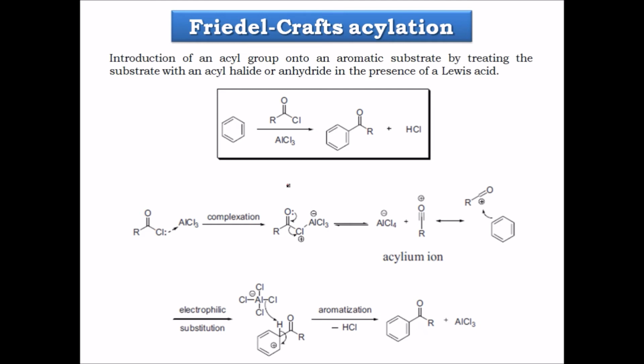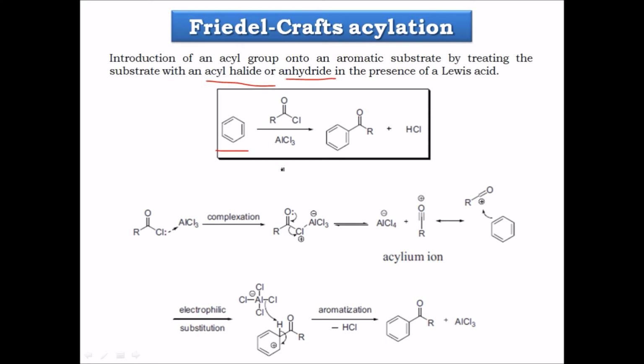If we take the acylation reaction, there is only one difference. In place of alkyl, we need to take the group here as acyl. I have taken one example here. We need to introduce an acyl group into an aromatic system, and for that you can use either of two reagents: an acyl halide, or even an anhydride.